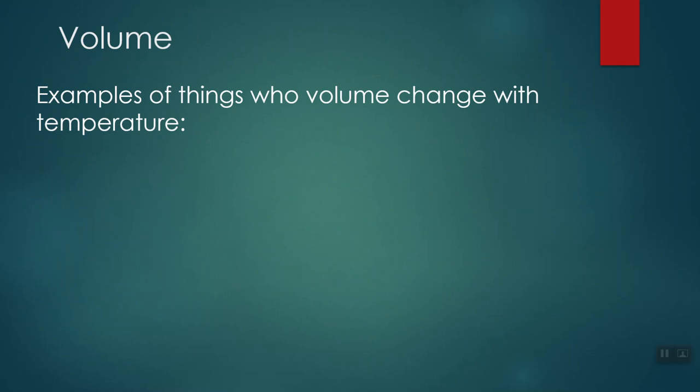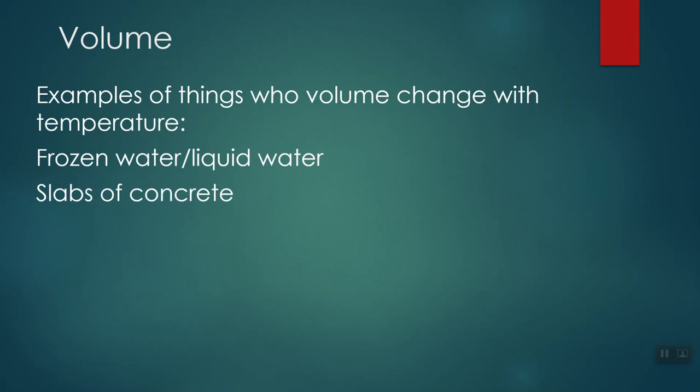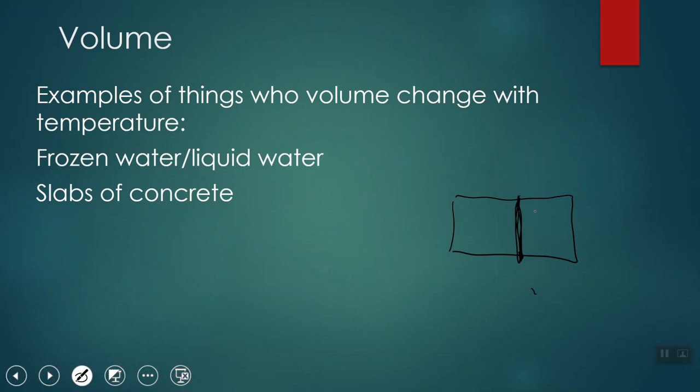Examples of things whose volume changes with temperature: frozen water and liquid water. As you heat it up, the frozen water expands. It changes its volume. Its volume gets bigger. Slabs of concrete. That's why as you're walking down the sidewalk, you're going to see these man-made separators between the blocks of concrete. They are there so that when it gets really hot, the concrete has some space to expand into.